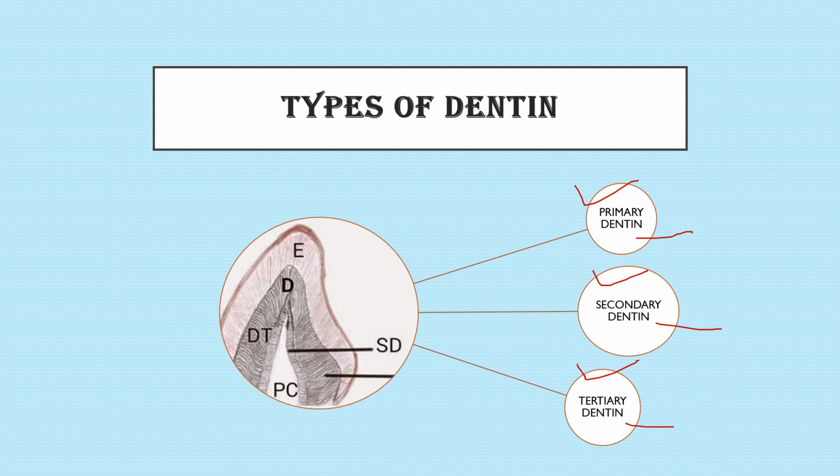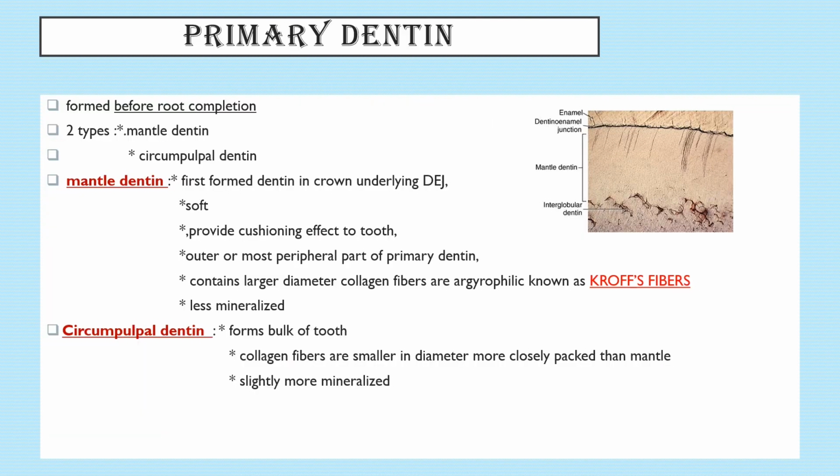Moving to the primary dentin. It is formed before the root completion. These points are important. Remember these points. So primary dentin is formed before the root is completed, and it is of two types, mantle dentin and circumpulpal dentin.